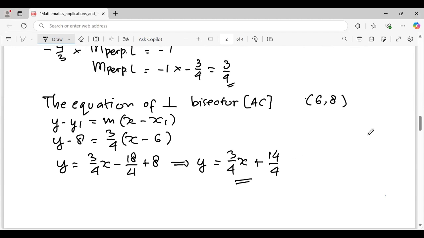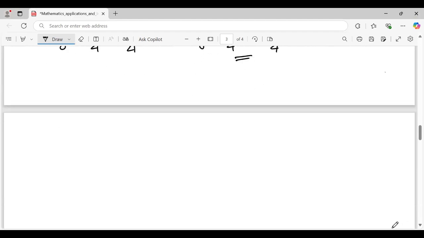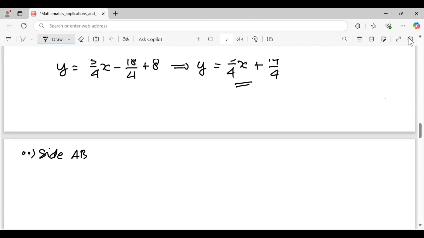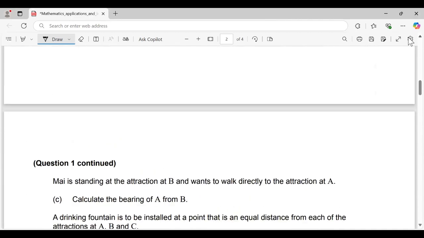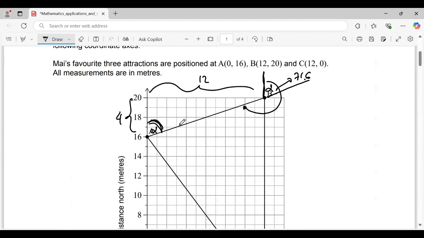Now, we move to the next side, side AB. I'm going to show you side AB. So AB, this side. A is 0, 16 and B is coordinate point 12, 20.